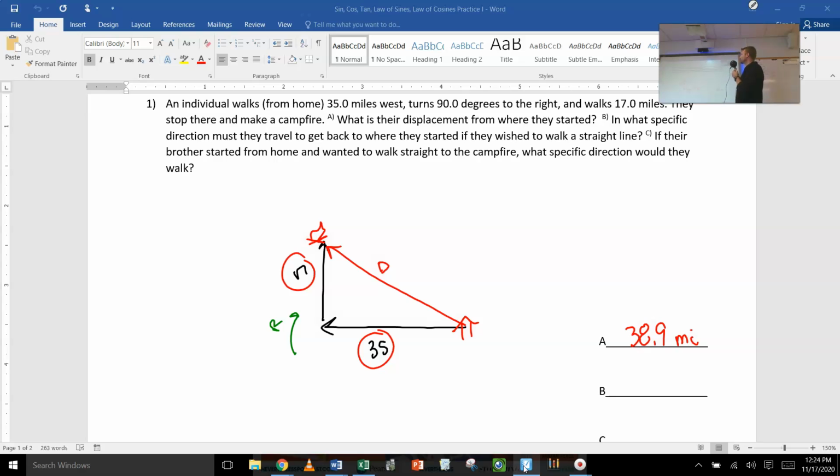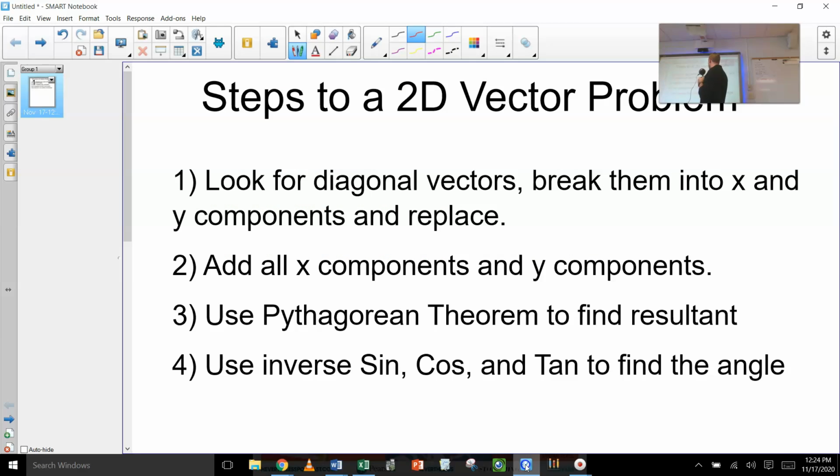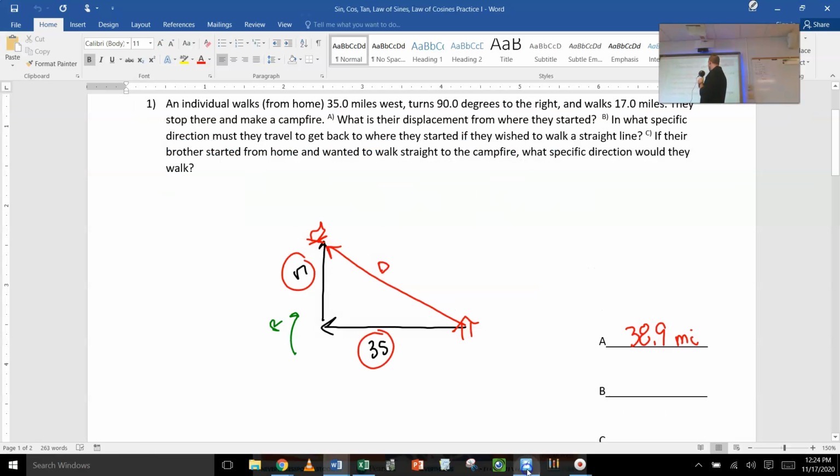Part B, in what specific direction must they travel to get back? I'm going to go using inverse sine, cosine, or tangent. So for me to get back home, I'm right here. So getting back home is this angle for me. So I'm going to say the tangent. I'm just going to use the tangent because 17 and 35 are already there. So theta is going to be the inverse tangent of the opposite over the adjacent. So that angle right there ends up being 64.1 degrees.